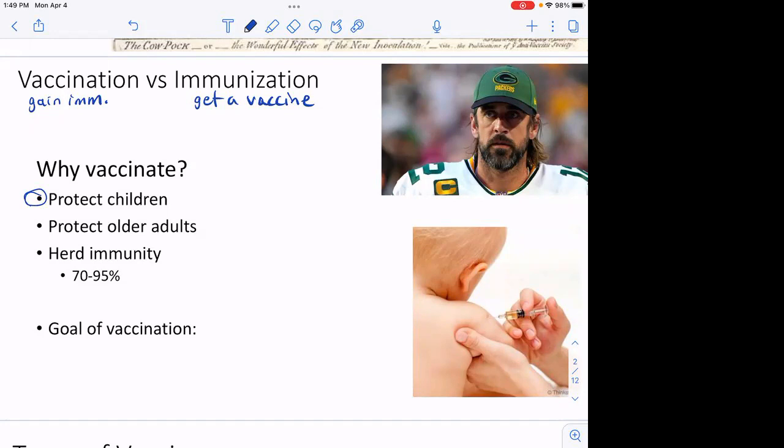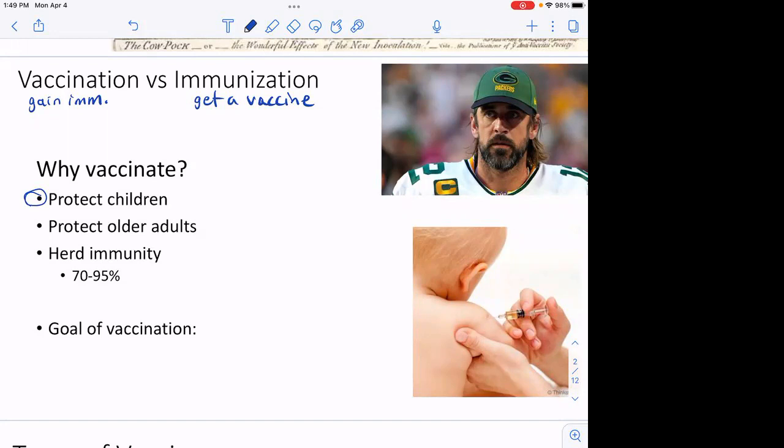Those T cell independent antigens. Young children don't have a very good response to that. They just have an underdeveloped immune response in general. So especially babies are a lot more susceptible to a lot of different infections. So we want to protect them from those childhood illnesses.